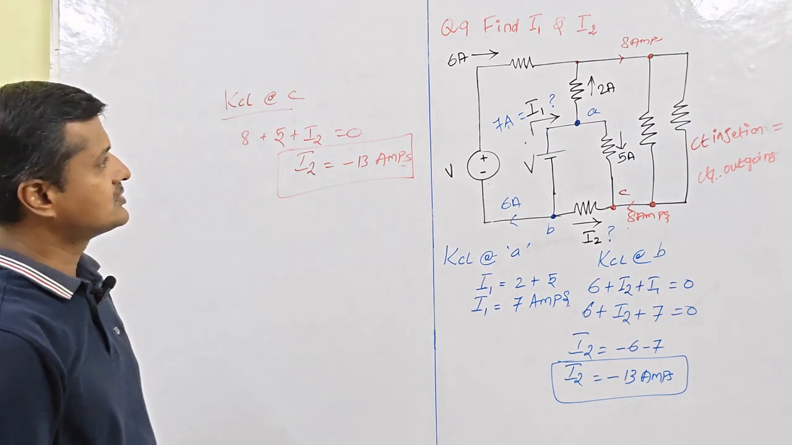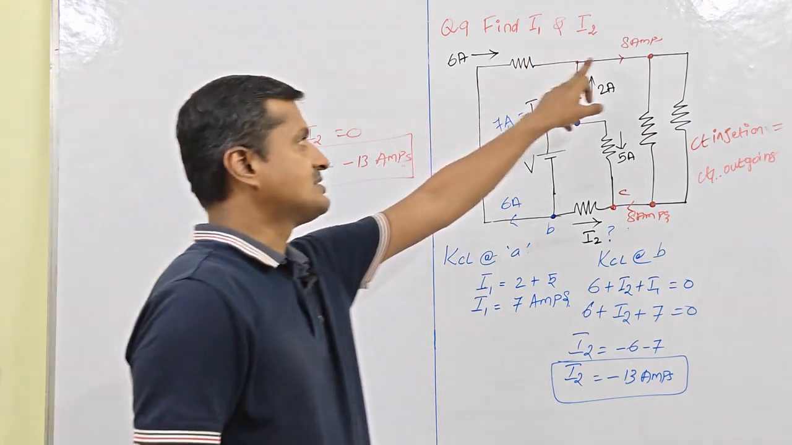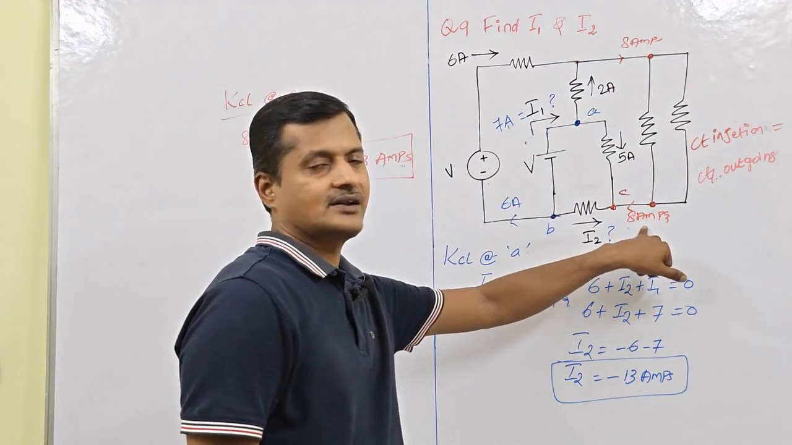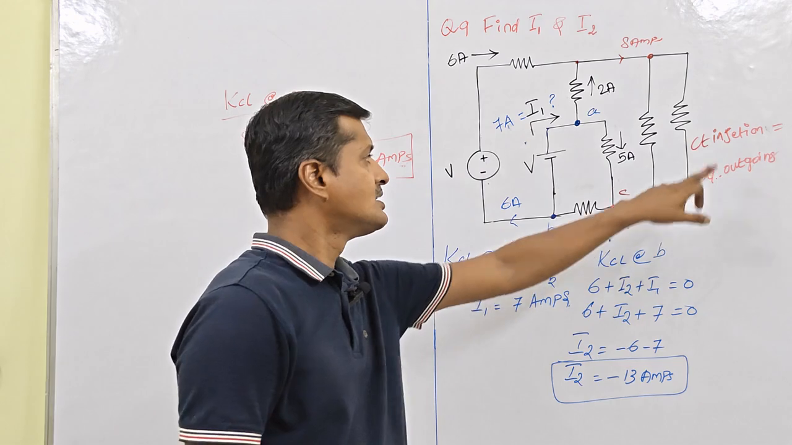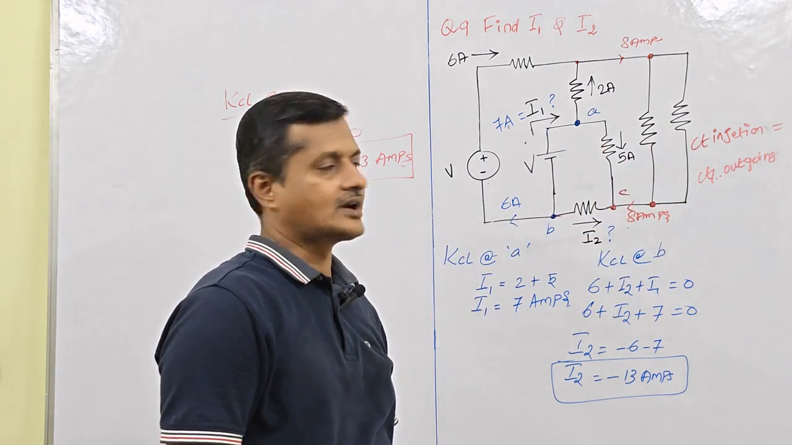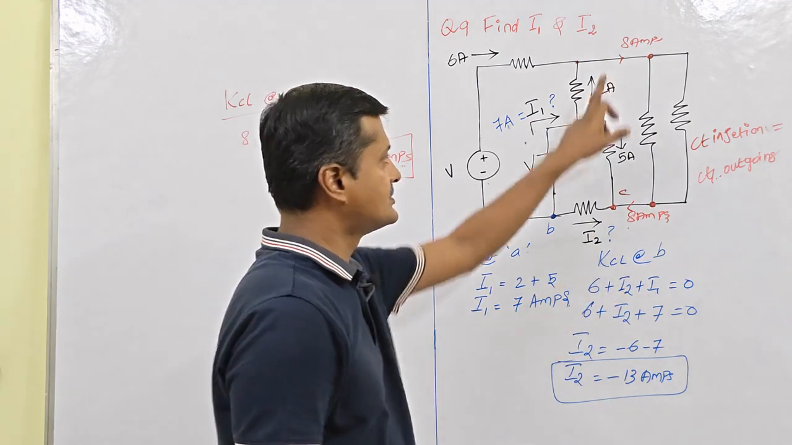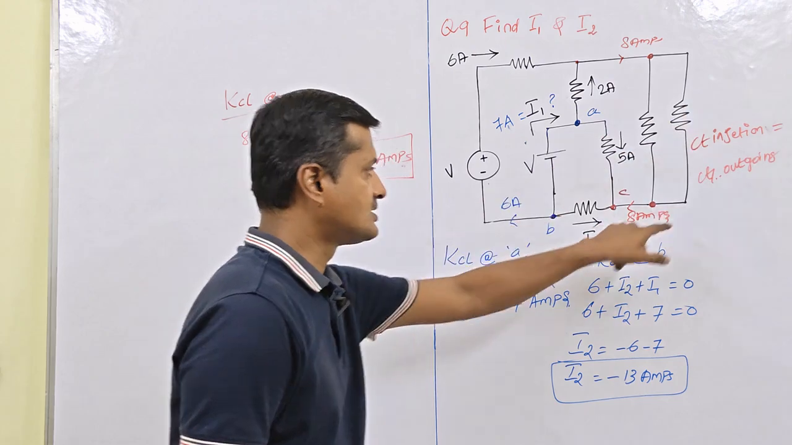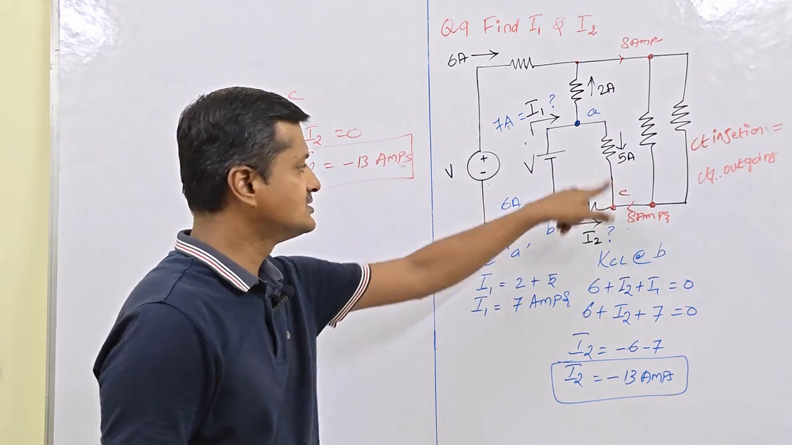Another method. So this is what we understand: current injection in this node is equal to current outgoing. So resistance will not drop the current. Current entering is equal to current leaving. We can verify that. So 8 amps income, 8 amps out. So what is the value?